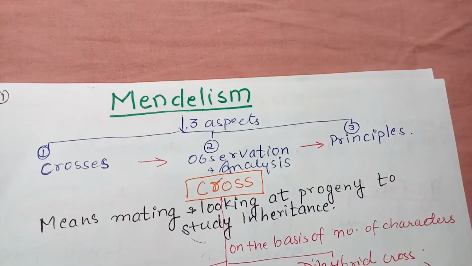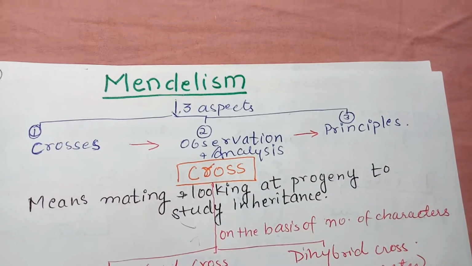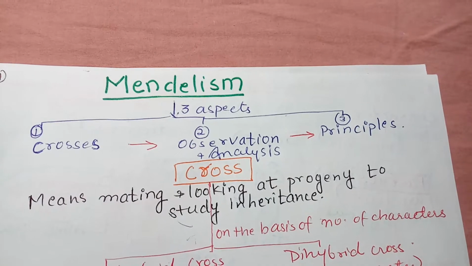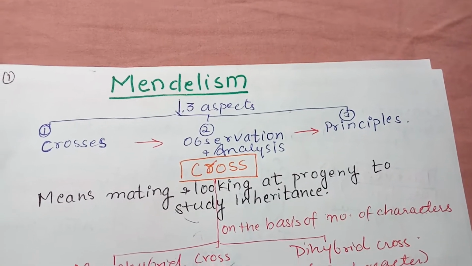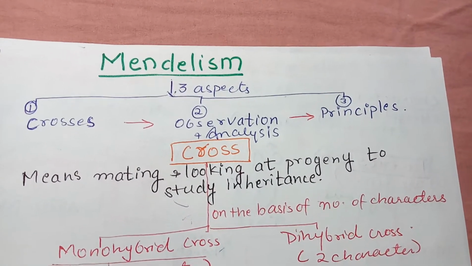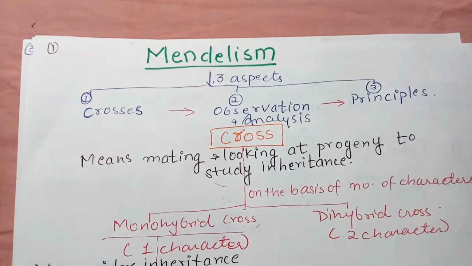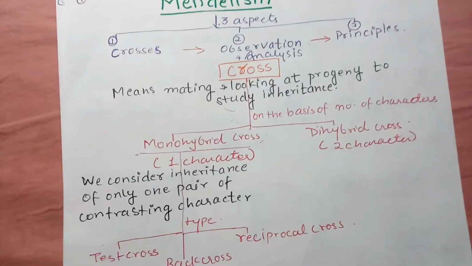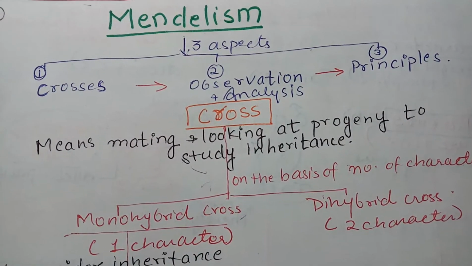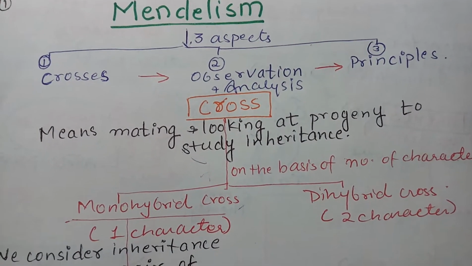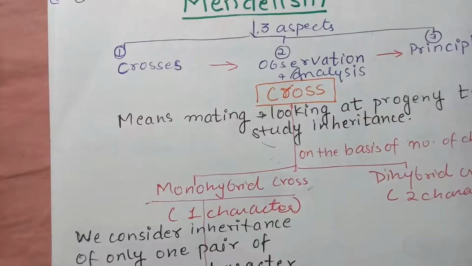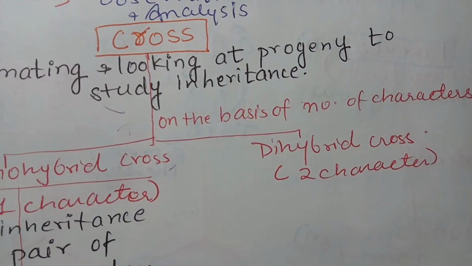So Mendel did so many crosses. We will study what all crosses there are, then how he analyzed his results, and how he came to that conclusion and formulated the principles of genetics. So cross means mating and looking at progeny to study their inheritance on the basis of the number of characters.